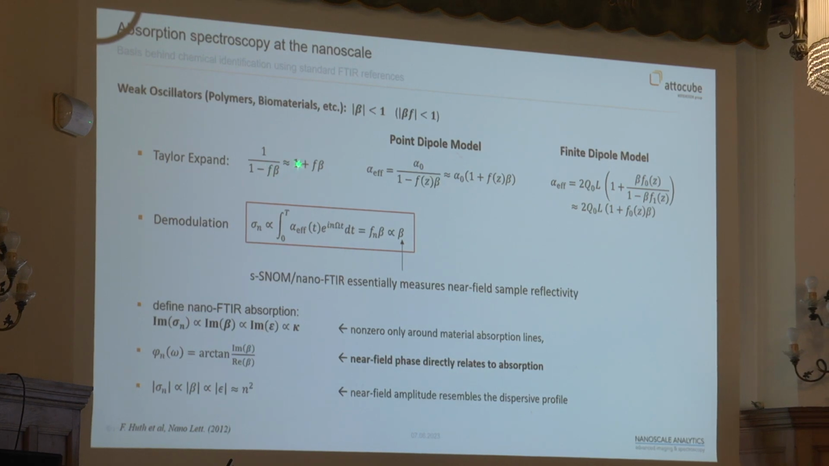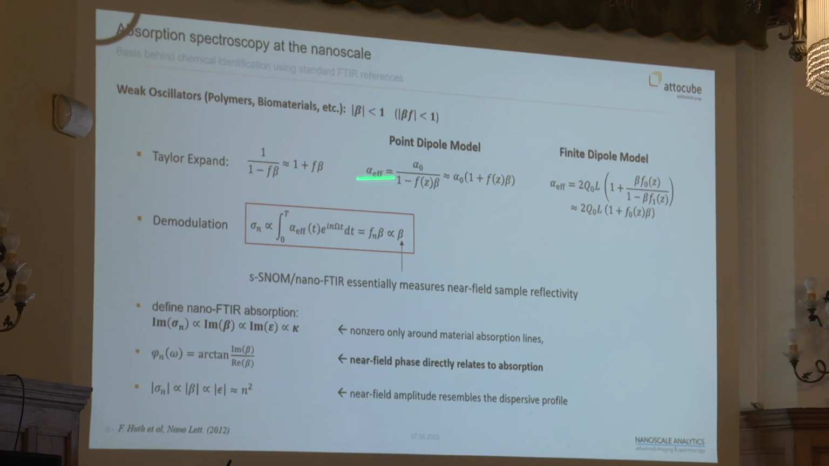So let's do a Taylor expansion. The first two terms are 1 plus f times beta, okay? So you put it into, let's say, point dipole or finite dipole. What you see is that apart from this constant offset term, your alpha effective is proportional to beta. So essentially what you're measuring is the quasi-static reflection coefficient, yeah? Not in magnitude, of course, but qualitatively, yeah? Spectral response, for example. And in particular, you can define a so-called nano-FTIR absorption, the imaginary part of your scattering coefficient, and it will be proportional to the imaginary part of beta, and that one could be related to the absorption coefficient.